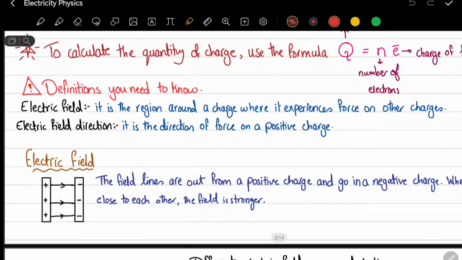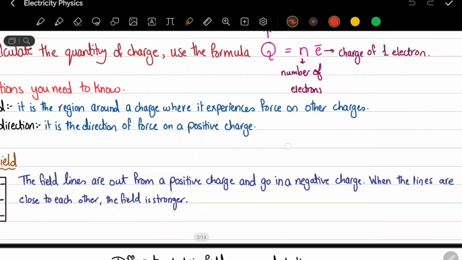Now moving on to the definitions that you need to know: we have the electric field and electric field direction. Electric field is the region around a charge where it experiences force on other charges. This is exactly what an electric field looks like. Around this positive charge, we have an electric field.